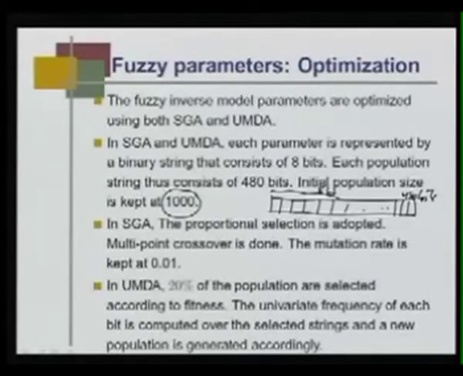Okay. So, in the simple genetic algorithm, proportional selection is adopted, multi-point crossover is done, and the mutation rate is kept at 0.01. Whereas, in the univariate marginal distribution algorithm, 20% of the population is selected according to fitness. The univariate frequency of each bit is computed over the selected strings and a new population is generated accordingly.